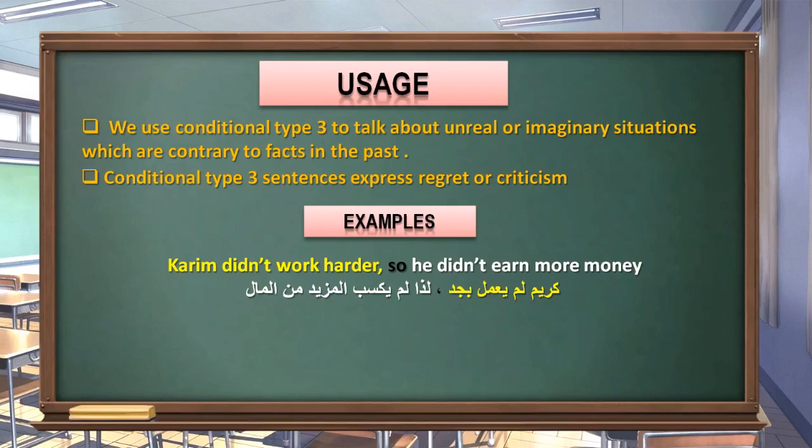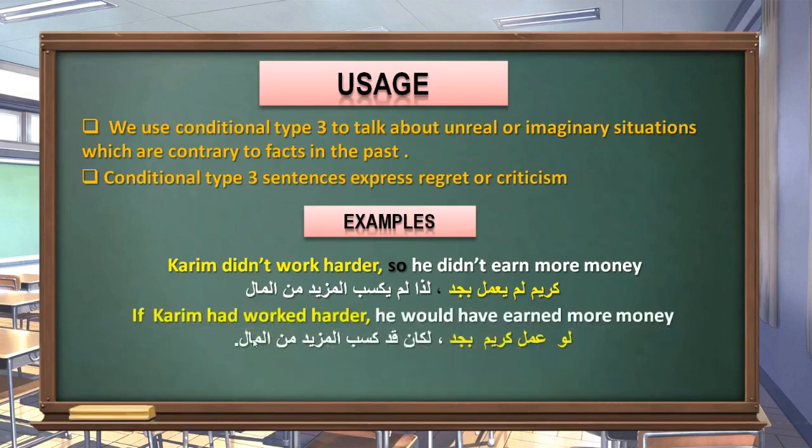Hypothetical result in Arabic is نتيجة افتراضية. So let's see the conditional type 3 sentence. If Karim had worked harder, he would have earned more money.